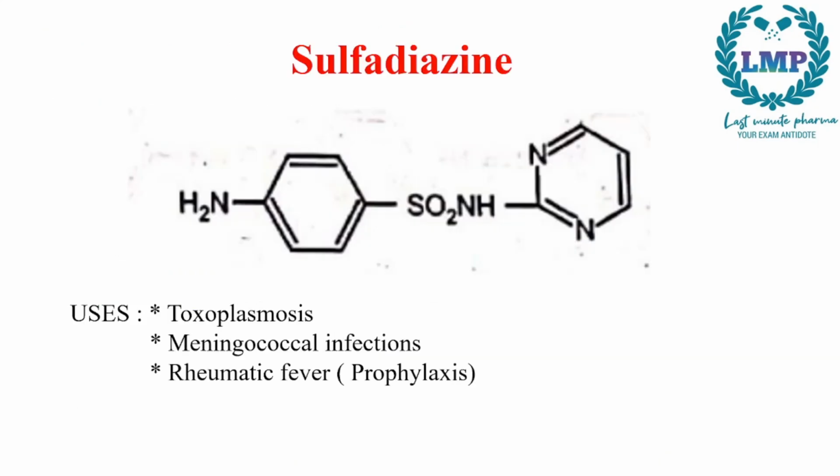Now let us start with the structure of sulfadiazine. So as we can see, sulfa and diazine. So first we will draw the basic structure of a sulfonamide, that is a benzene ring.